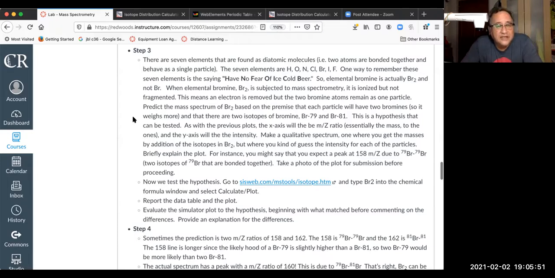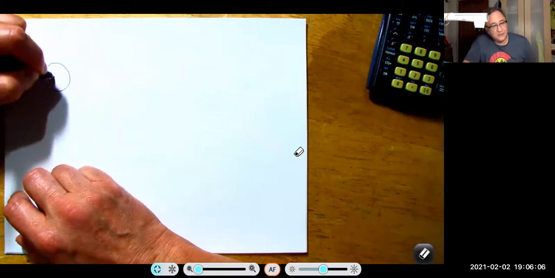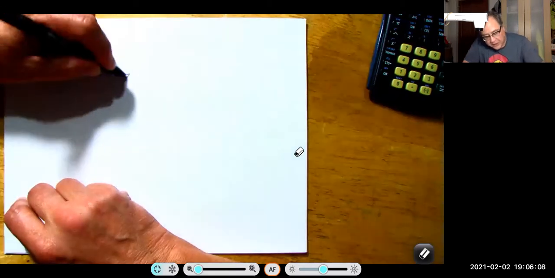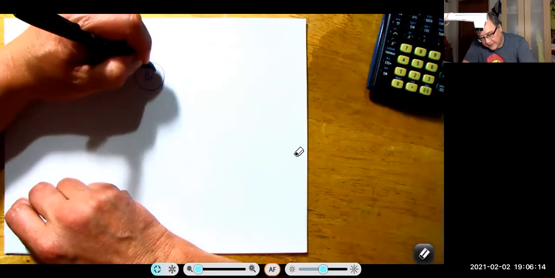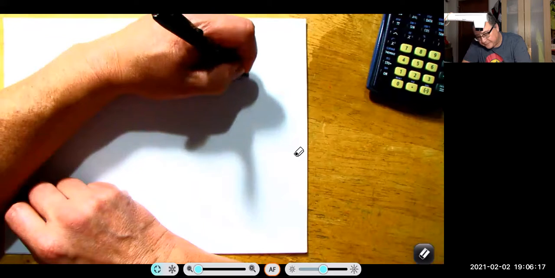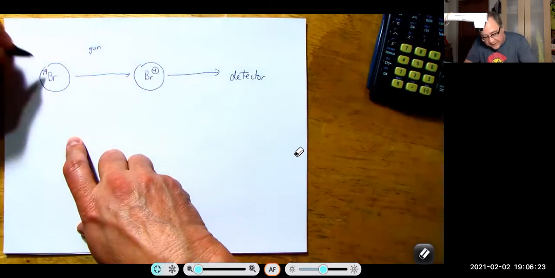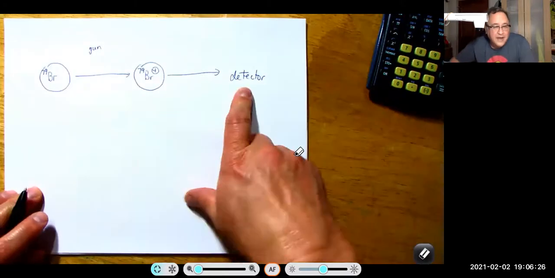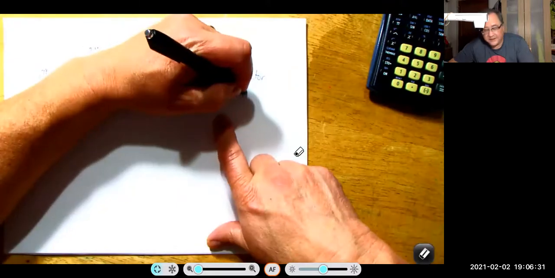So elemental bromine is actually Br2 and not Br. Now I'm going to do a share because I want to show you what happens when this goes through a mass spectrometer. So here's a bromine atom. It goes through your electron gun and it becomes a bromine cation, and then it goes to the detector. So if this is bromine 79 and it's still bromine 79, what mass will be detected here? 79.